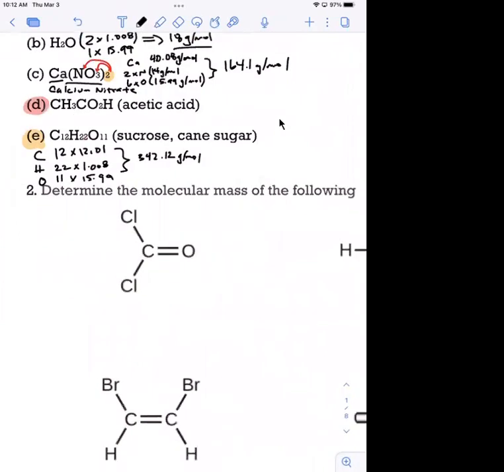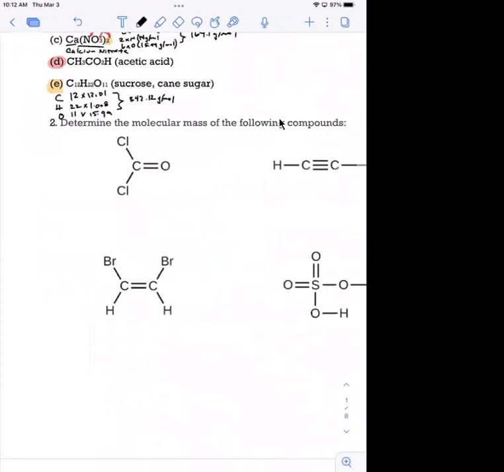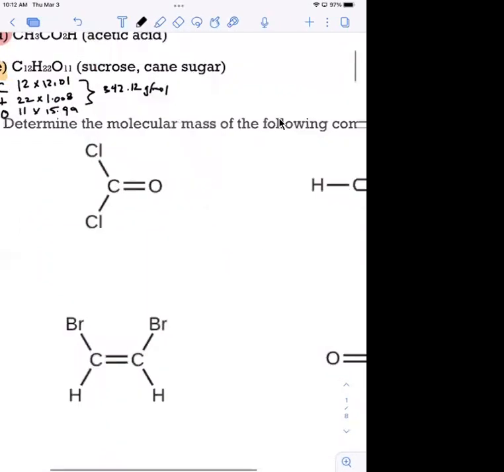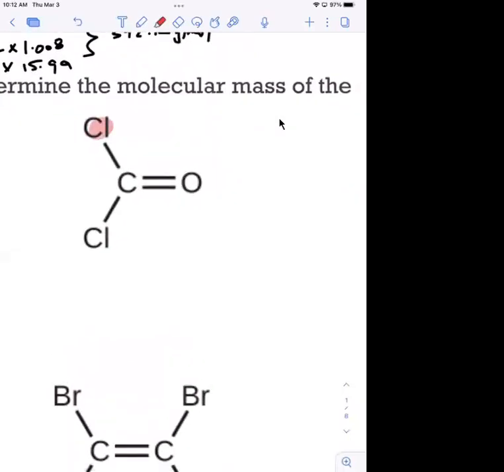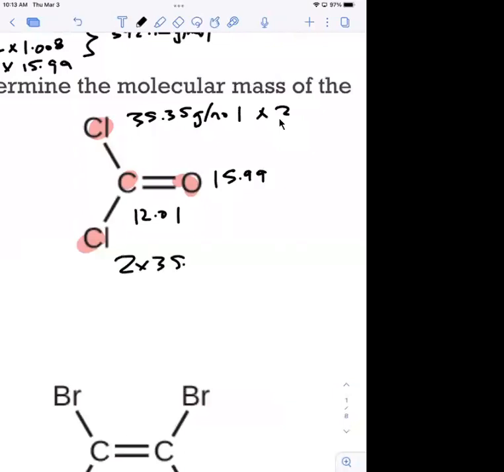All right, so for the next problem, it's the same concept. You're just looking at the Lewis form. So you're going to add up the chlorines, the carbons, and the oxygen. Chlorine is 35.35 grams per mole, and you've got two of them, so times 2. Carbon is 12.01. Oxygen is 15.99. So this is 2 times 35.35, 1 times 12.01, and then 1 times 15.99.